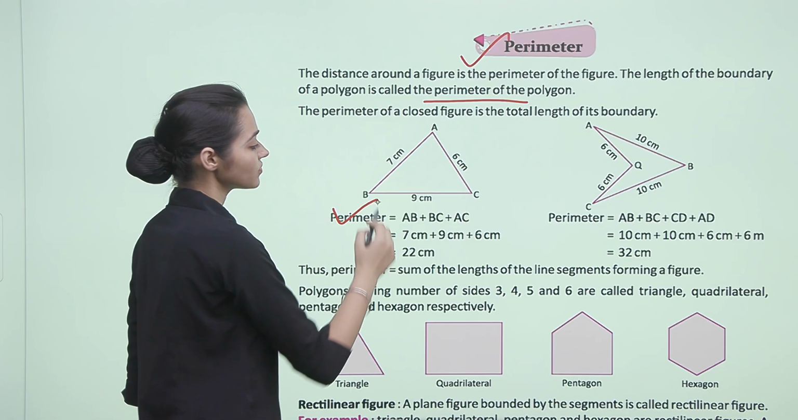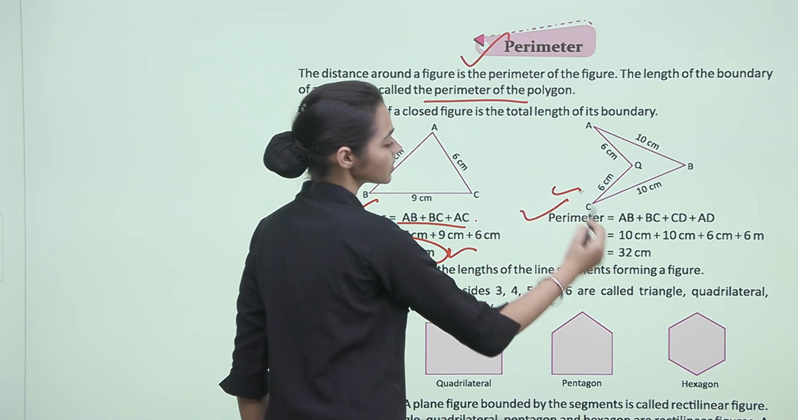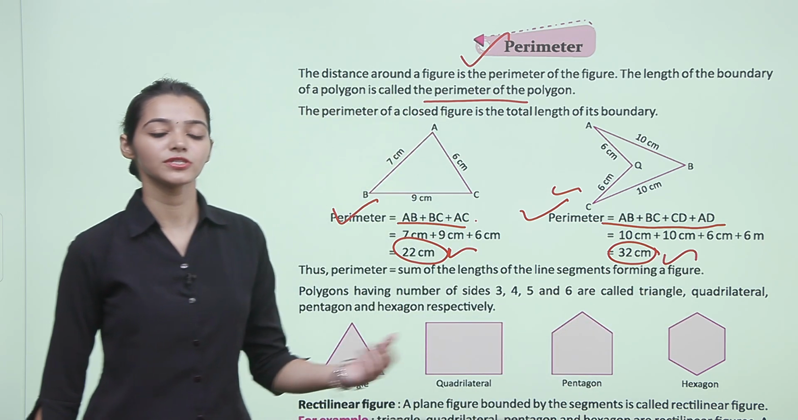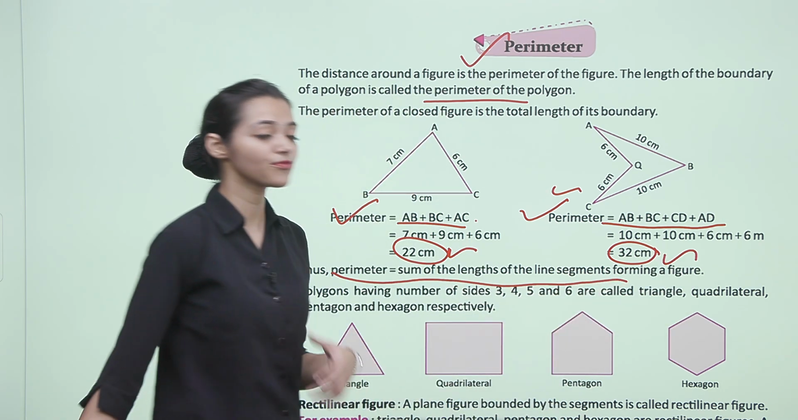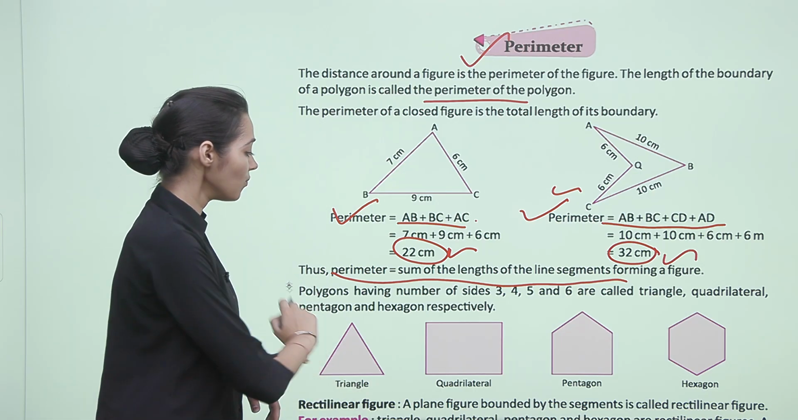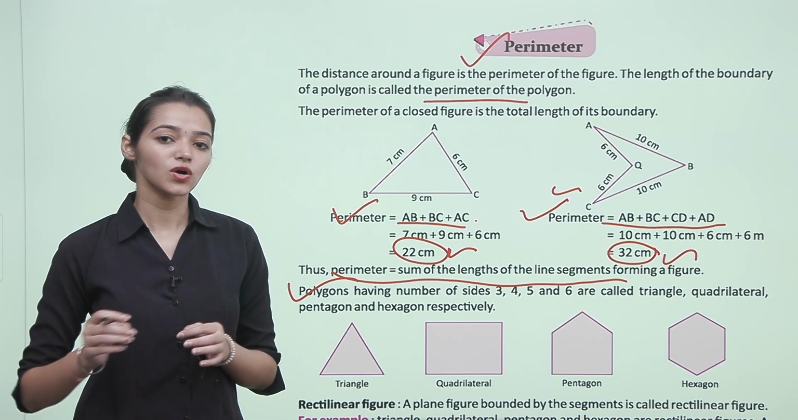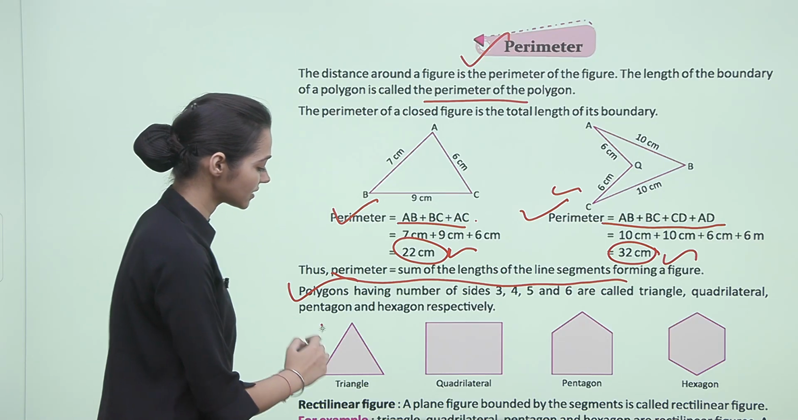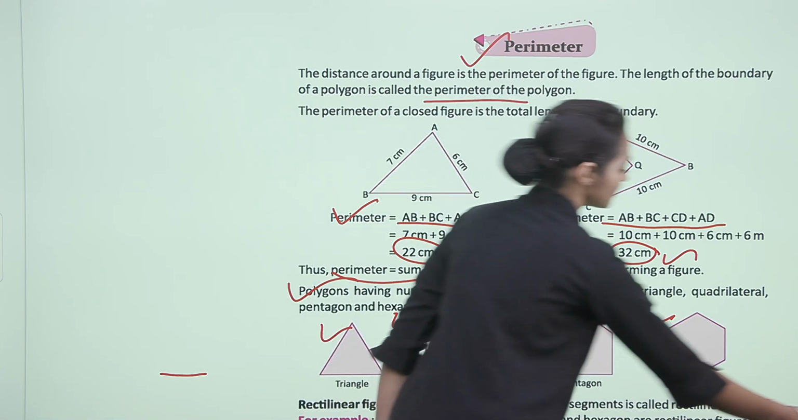So here the perimeter of a triangle is AB plus BC plus CA, that is 22 centimeter, and the perimeter of this figure is the sum of all sides, that is 32 centimeter. Now this perimeter is the sum of the lengths of the line segments forming a triangle. Now polygons having number of sides 3, 4, 5 and 6 are called triangle, quadrilateral, pentagon and hexagon respectively. This is a triangle, quadrilateral, a pentagon and a hexagon.